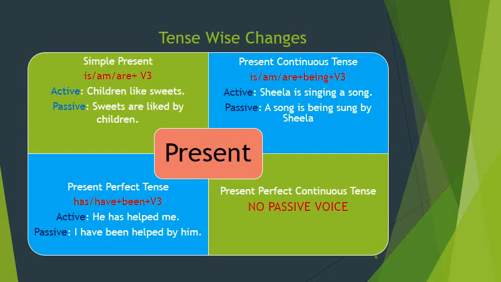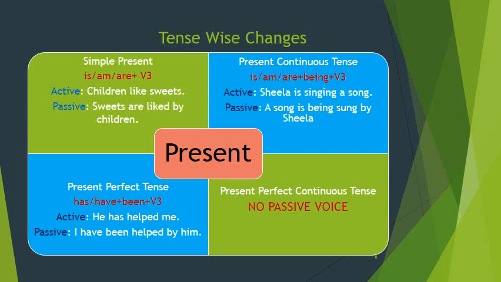Next is present continuous tense. The rule to change into passive is is/am/are plus being plus third form of the verb. Example, Sheila is singing a song. The passive will be a song is being sung by Sheila.